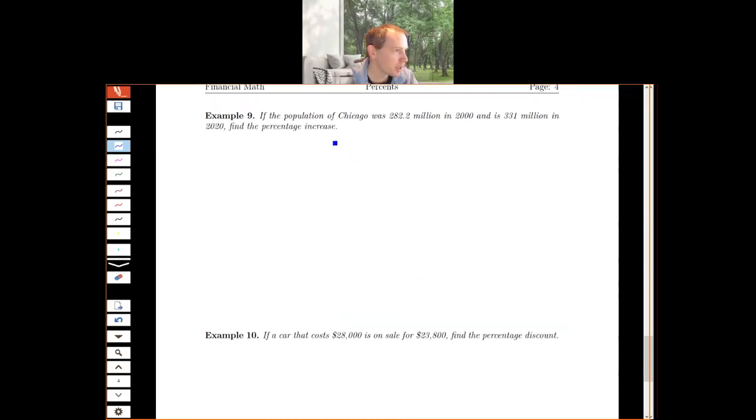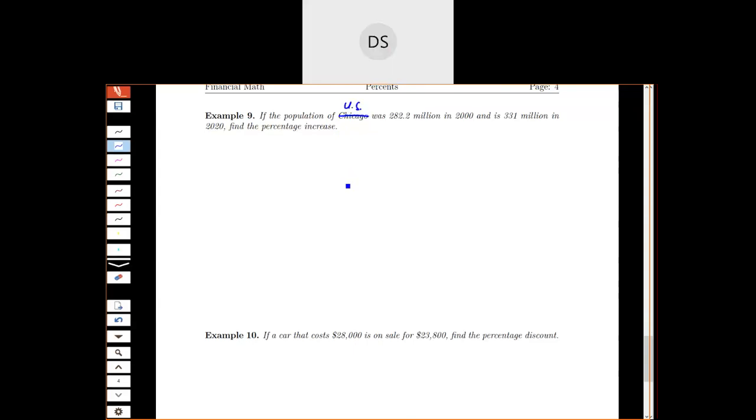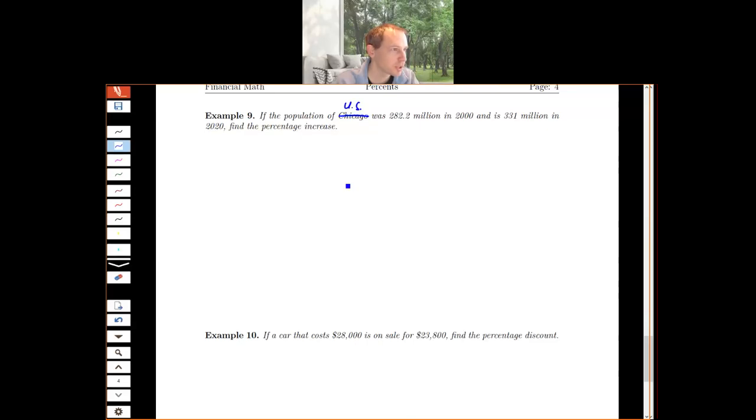The population of Chicago was 282. That shouldn't be Chicago, that should be the US. The population of the US was 282.2 million in 2000 and 331 million in 2020. Find the percentage increase.